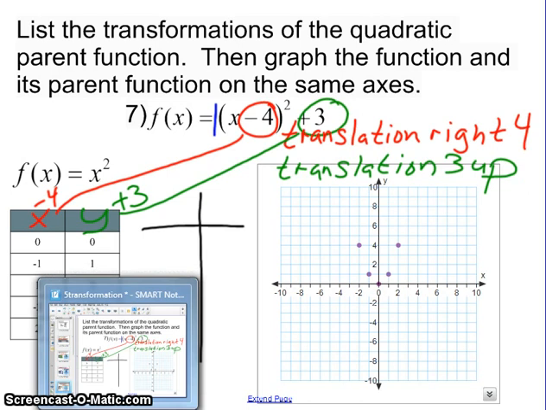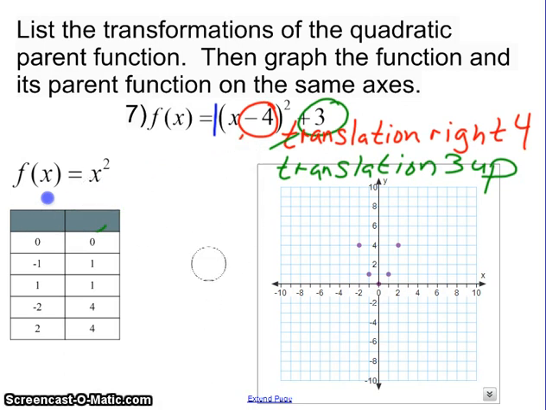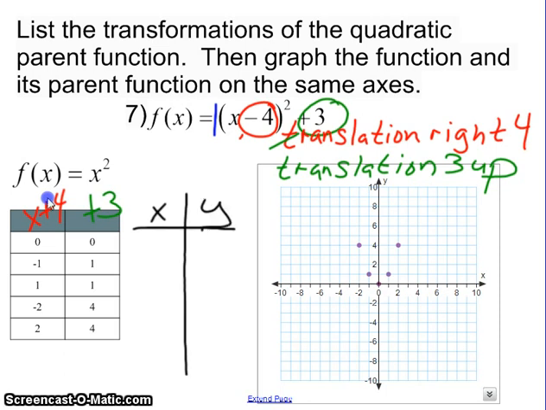Okay, so I had to go back a little bit. What I'm doing here is I'm going to make a new table, where, since I'm translating to the right 4, that's a horizontal movement. So I'm adding 4 to my x column. And since I'm going up 3, I'm going to add 3 to my y column. So I've got 0 plus 4 is 4, negative 1 plus 4 is 3, 1 plus 4 is 5, negative 2 plus 4 is 2, and 2 plus 4 is 6.